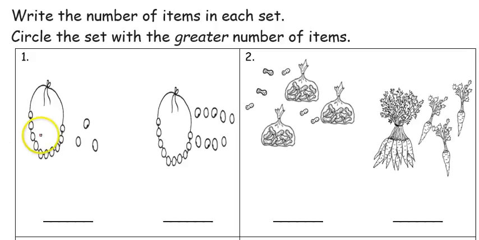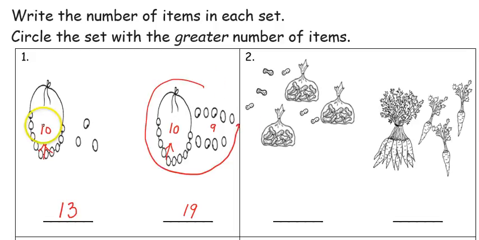In problem 1, I have a necklace with 10 beads and then 3 more beads. That means I have a total of 13 beads in my first picture. In the second picture, I also have 10 beads. In addition to that, I have 9 more beads. There's 5 and 4, so that would be 9 for a total of 19. In both pictures, I start with a group of 10, but in my second picture, I have 9 beads compared to 3 beads. That tells me that my second picture has a greater number of items.